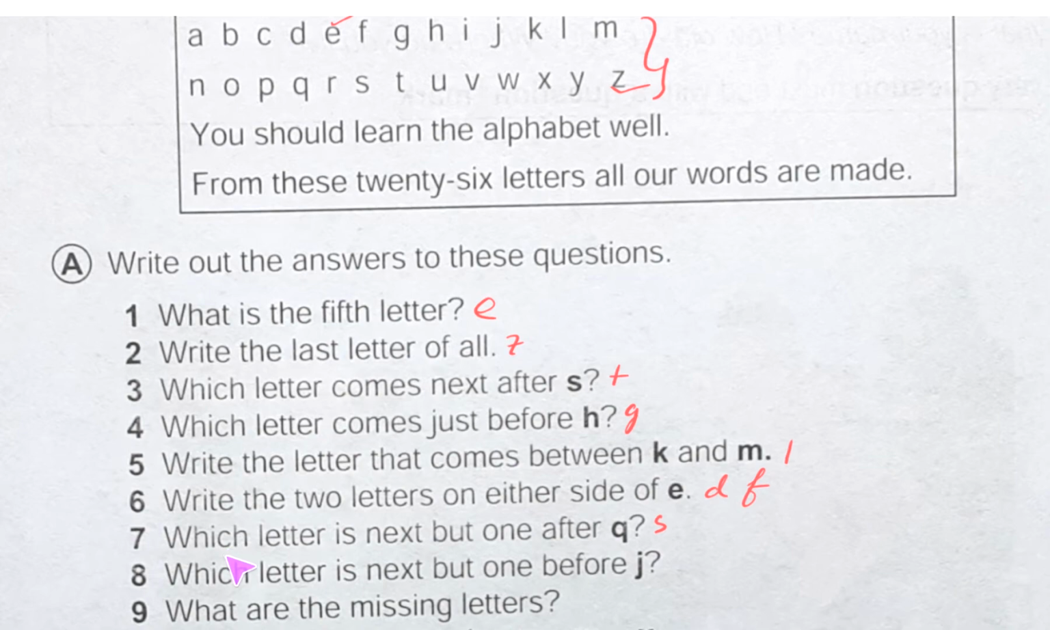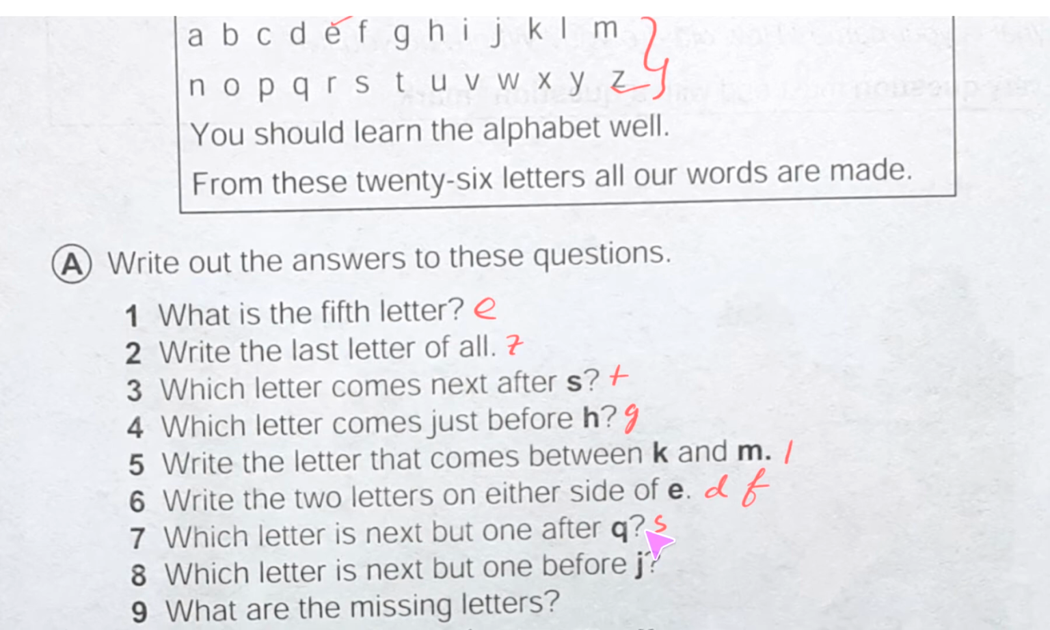Try to understand the question again. Which letter is next but one after Q? It means after Q you should leave one letter, and after that one is asking what? So here we have found S. Clear?